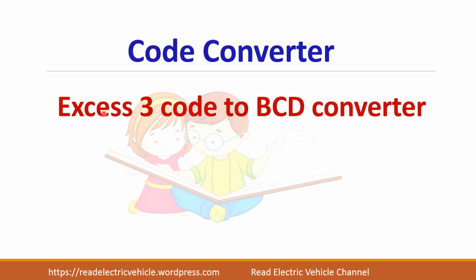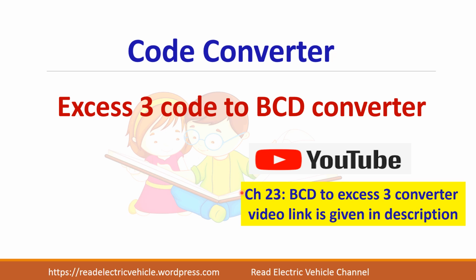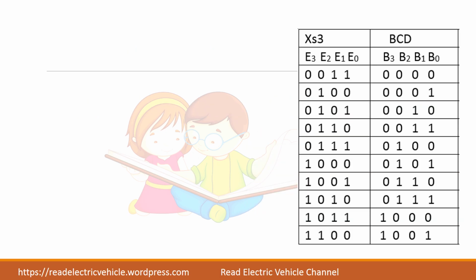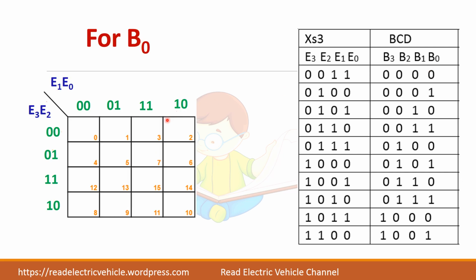Now we will see how to convert the given XS3 code to BCD code. Already in the channel we have uploaded the BCD to XS3 code converter. Now we are going to do it in the reverse order. That is, if XS3 code is given, how will you convert to BCD? Let us start with this output variable B0. In XS3 code conversion, you should be very careful because the code doesn't start with 0000. Rather it starts with 0011.